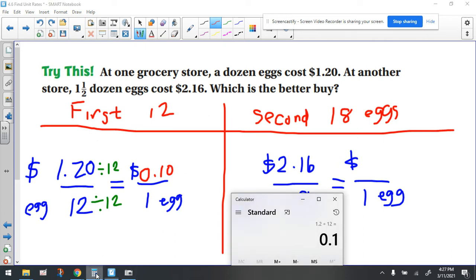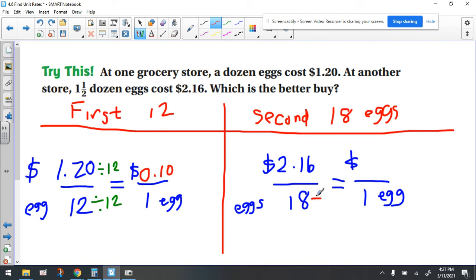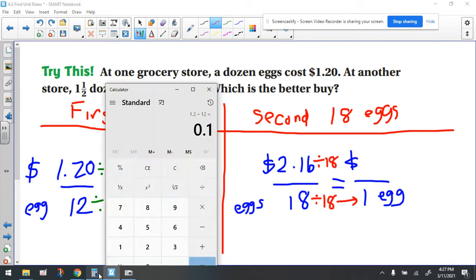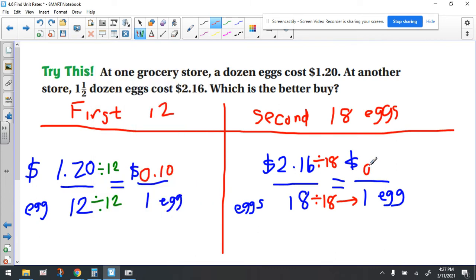And if we look at the other example, we're dividing both of these by 18. This divided by 18 gives us that 1 egg. So we're going to do this divided by 18 to get the cost for that 1 egg. So let's get the calculator out again. Let's move that up so we can use the whole thing here. 2.16 divided by 18 gives us 12 cents per egg.